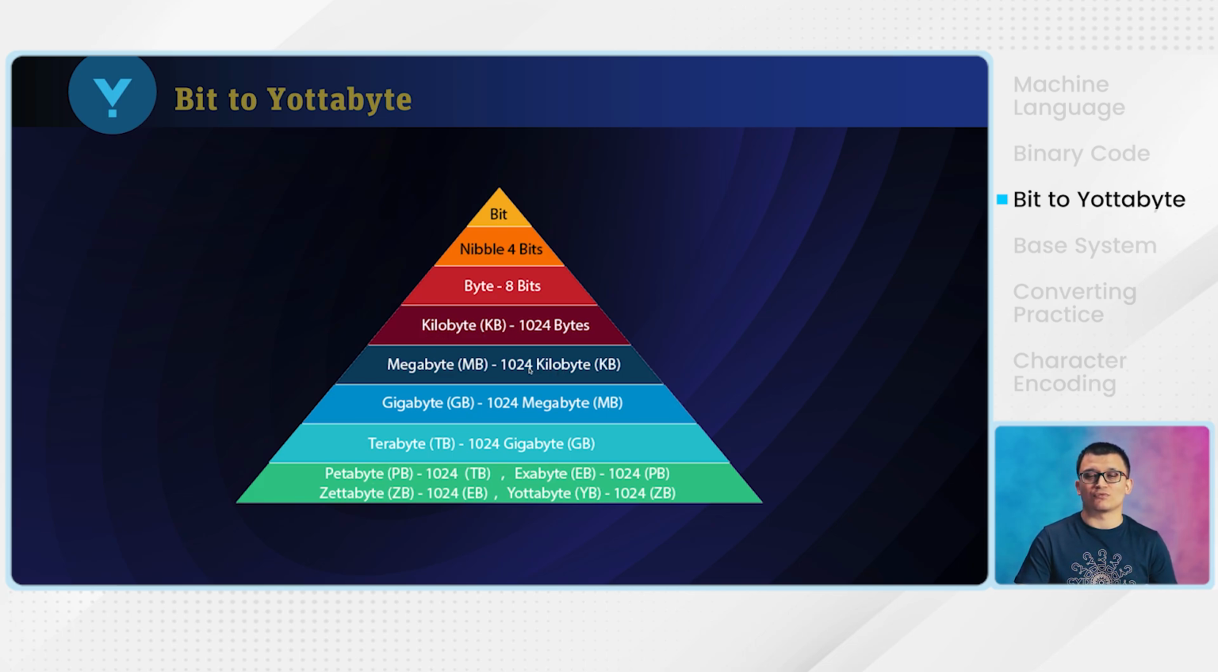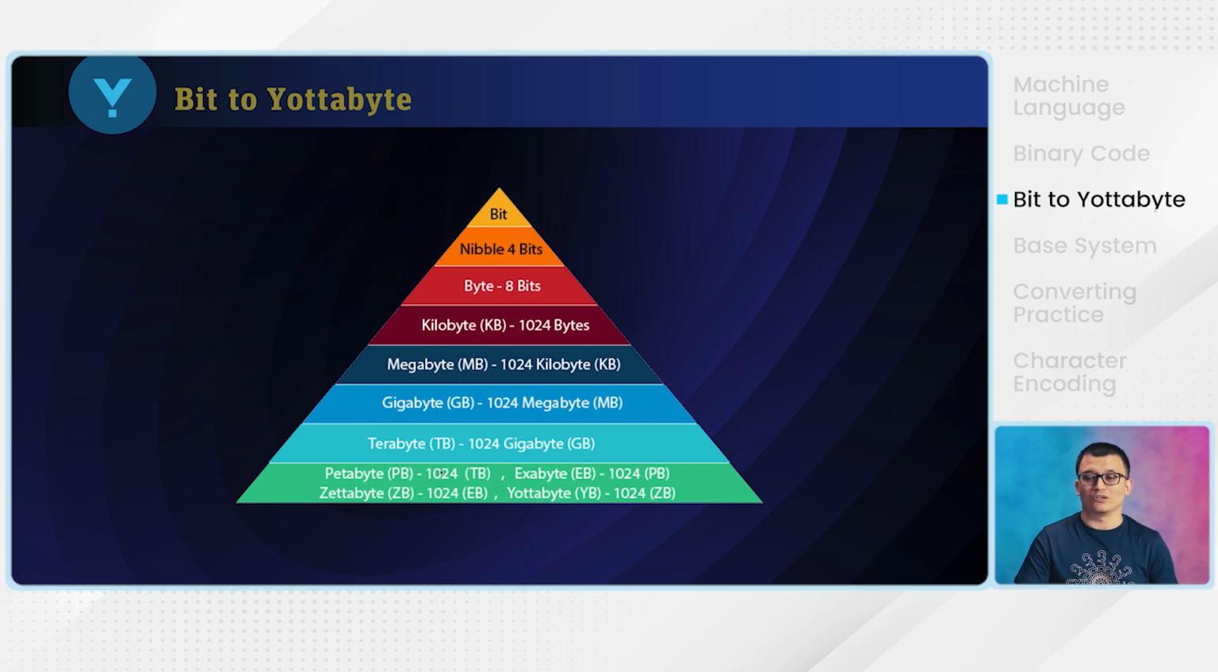And when you have 1024 kilobytes, it is equal to 1 megabyte. And 1024 megabytes make up 1 gigabyte. Okay, what is larger than gigabyte? We have terabytes. So 1 terabyte is equivalent to 1024 gigabytes. Okay. And the ones that are greater than terabytes are petabyte, exabyte, zettabyte, and yottabyte.